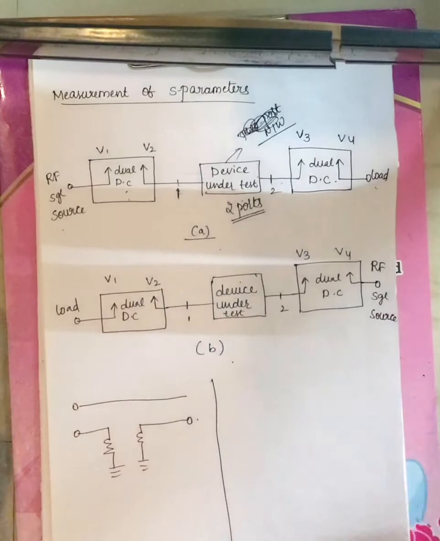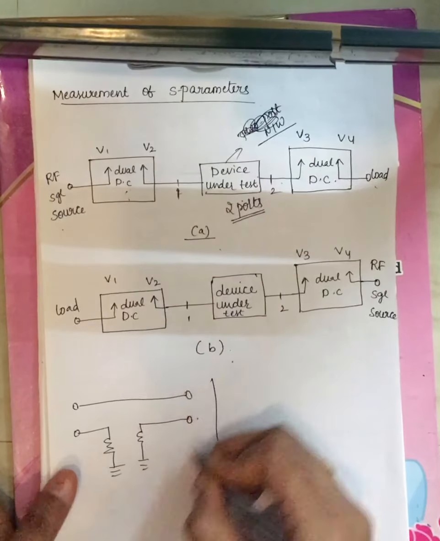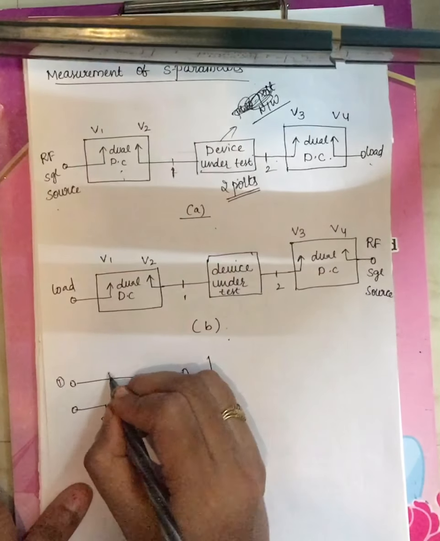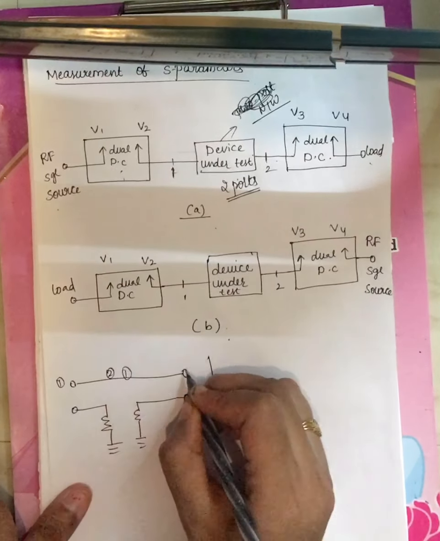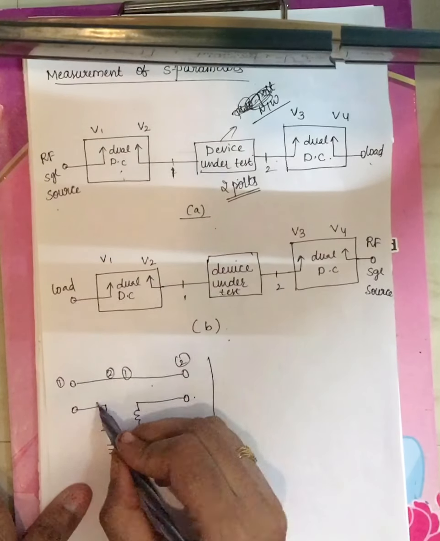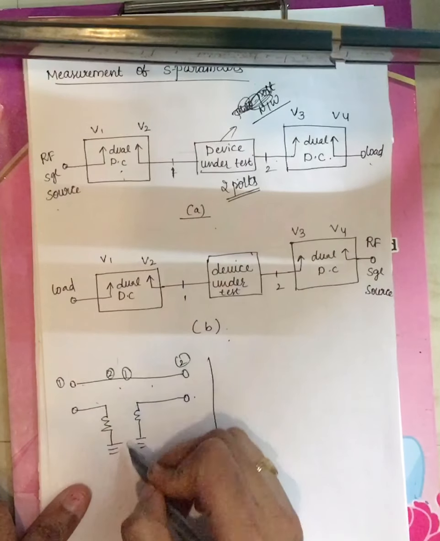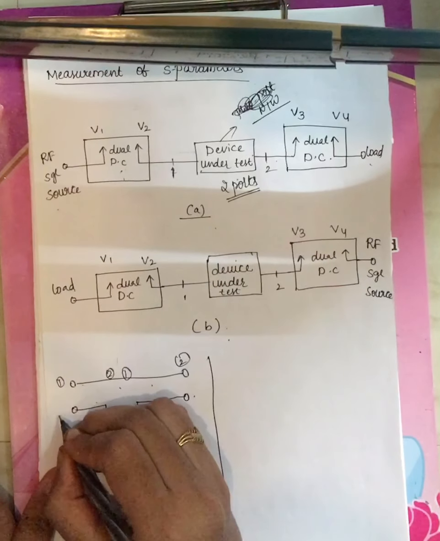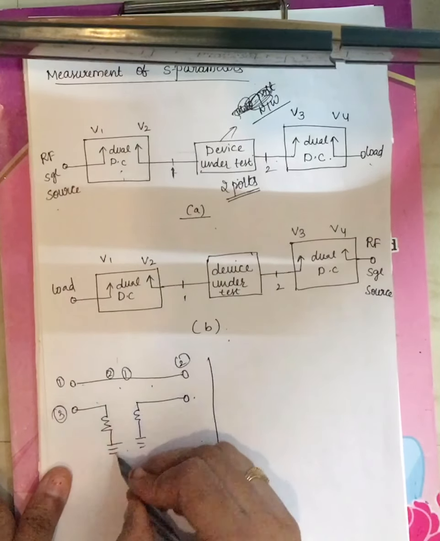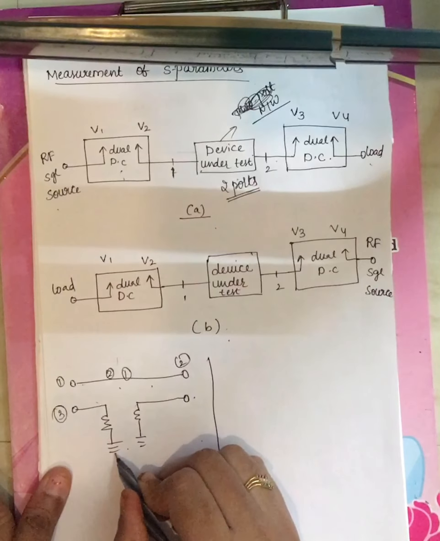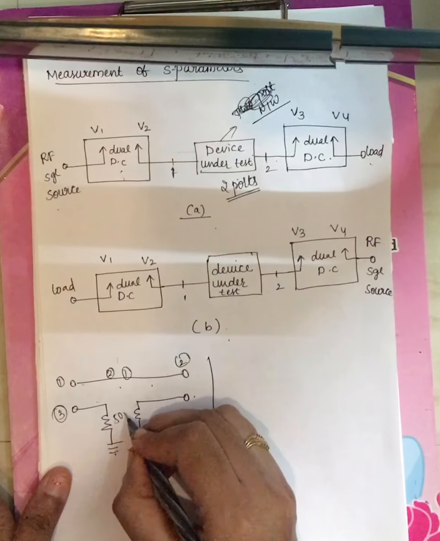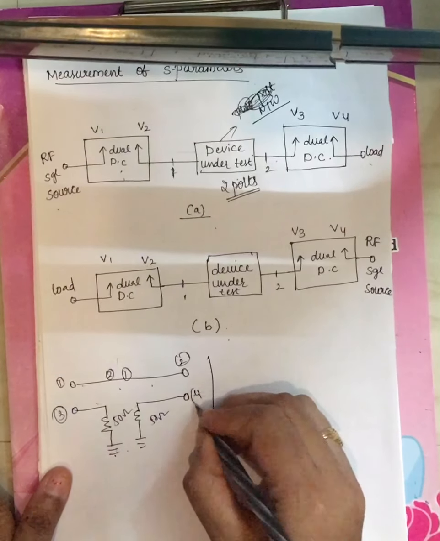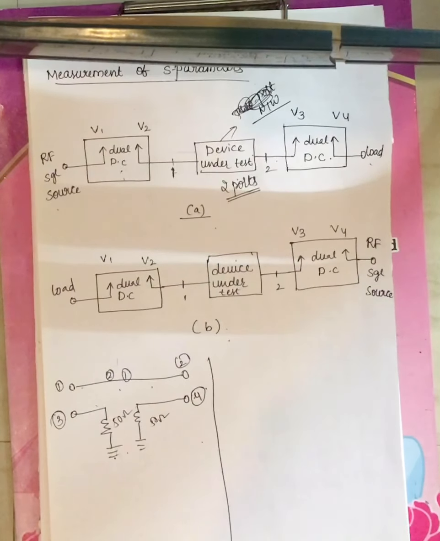Dual DC is nothing but two directional couplers connected back to back. This is the structure of the dual DC. Here there are port 1 and port 2, and port 1 and port 2 for the two directional couplers. Up to here is one directional coupler and up to here is another directional coupler. Now this is port 3, and port 4 is terminated with a resistance, normally 50 ohms, and here also port 4 is 50 ohms.